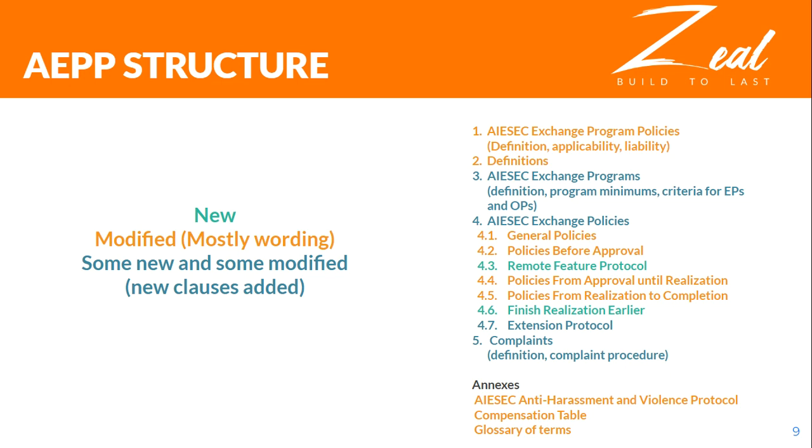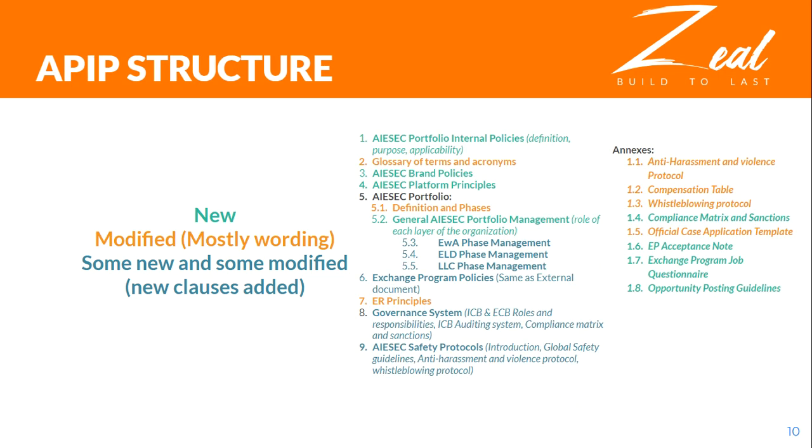The structure, I will not read it. I will explain the colors. What you find in green is something super new. We have the remote feature protocol, and we will talk about it in the GTA. Finish realization earlier, we will talk about it today also, today and next day also. Modified, which is in orange, is just wording mainly. And in blue, some new and some modified. It means we added some clauses. Same thing goes for APIP.